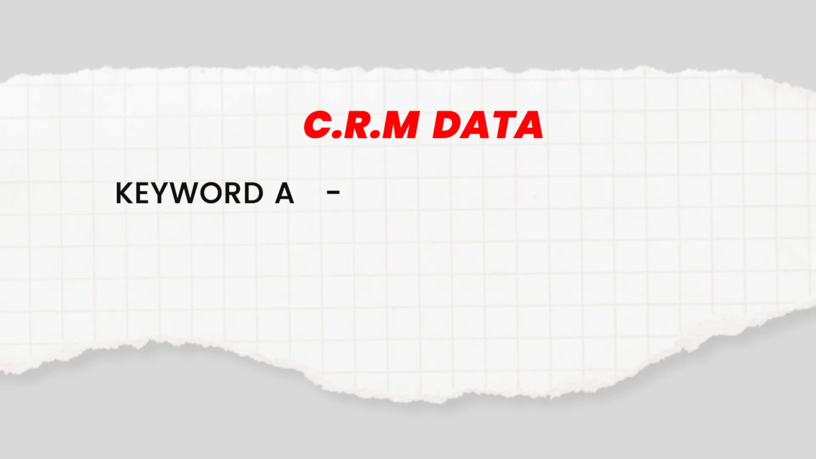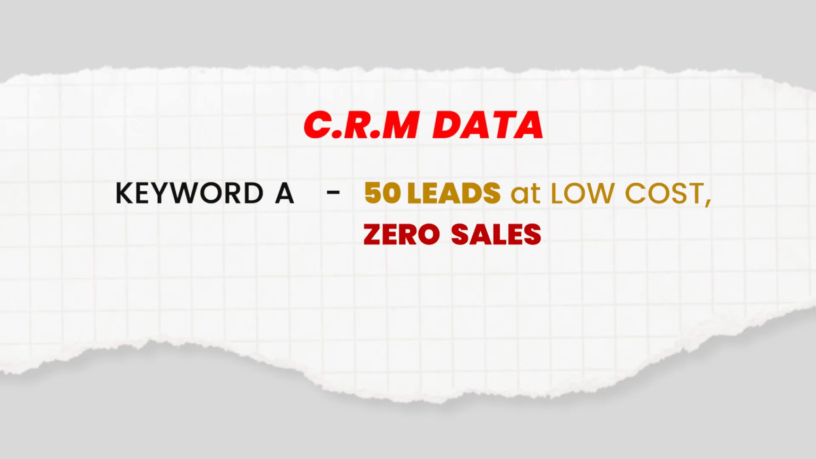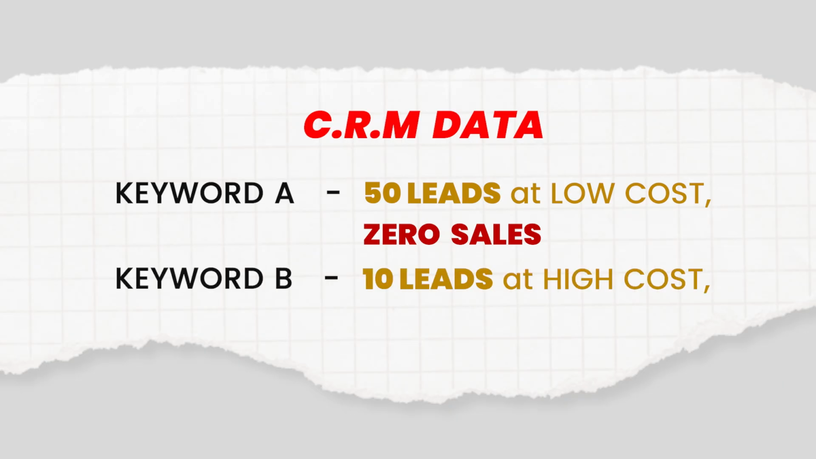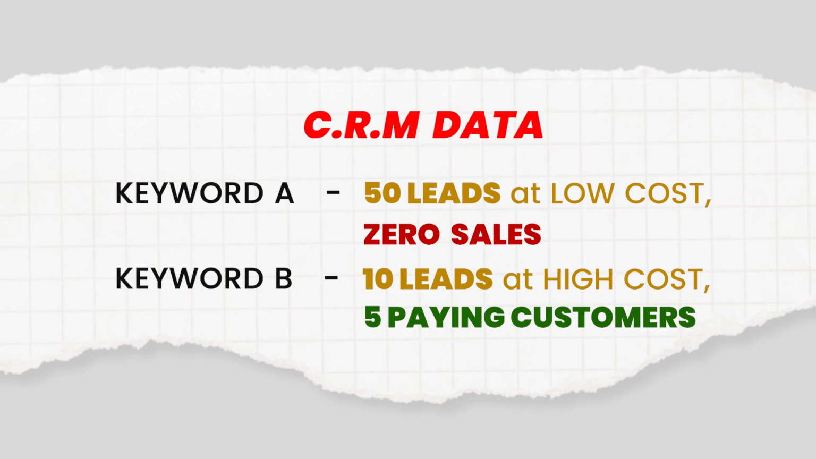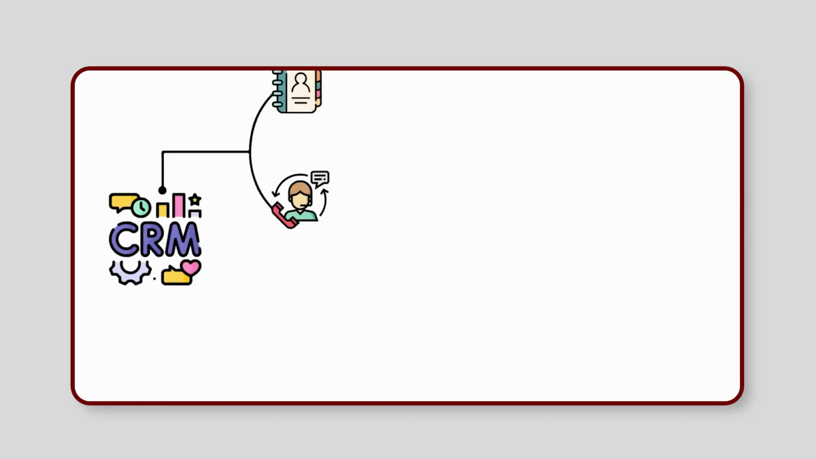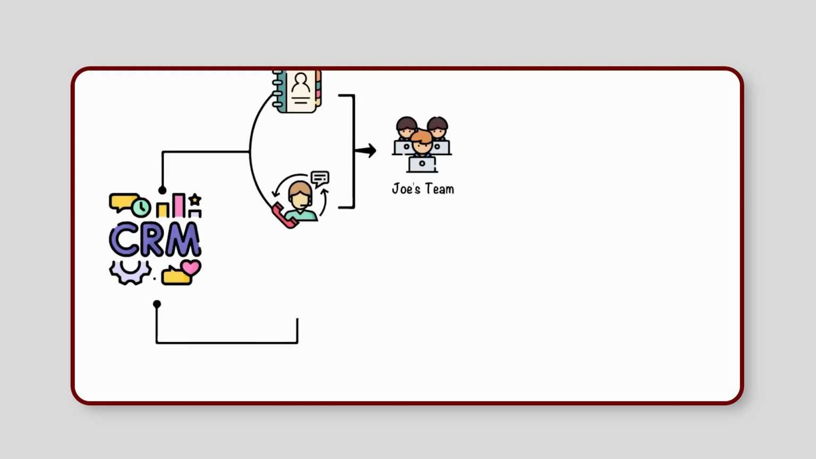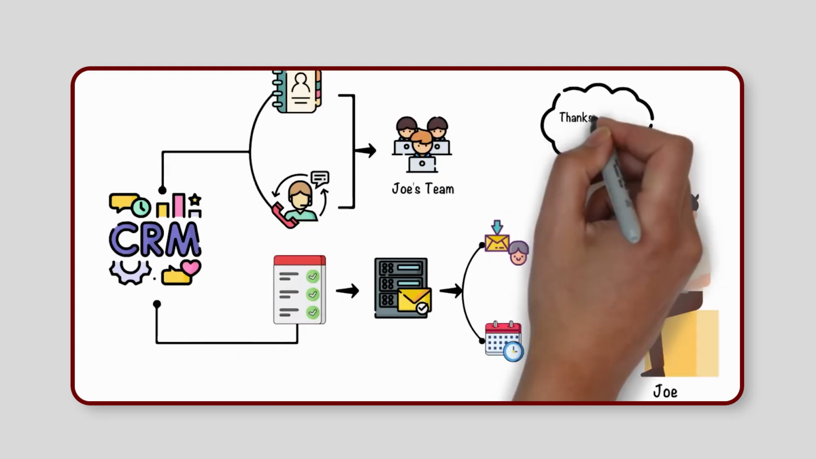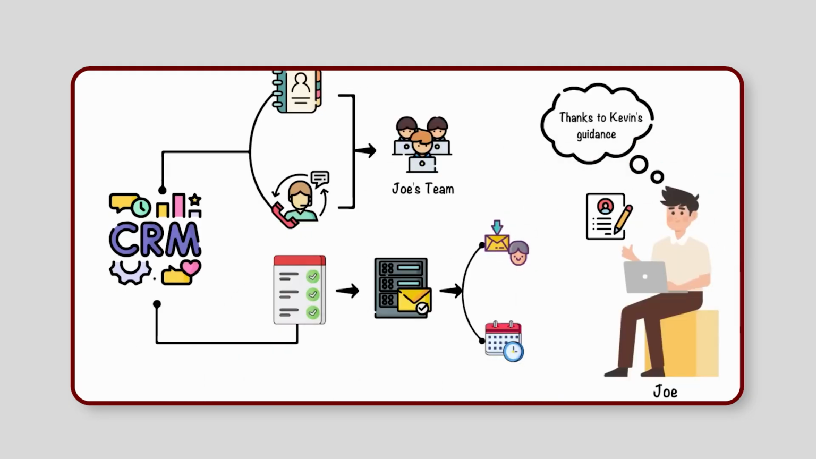Keyword A, 50 leads at low cost, 0 sales. Keyword B, 10 leads at higher cost, 5 paying customers. Without a CRM, you might pause keyword B. With a CRM, you know it drives the business. Tracking the journey from click to cash is what separates technicians from strategists, and it's essential for high-stakes niches like real estate.